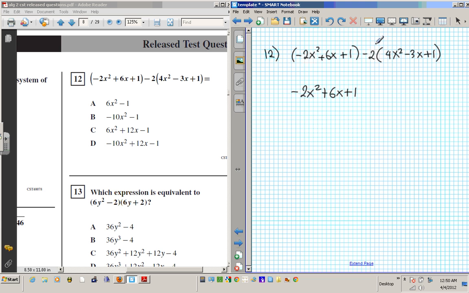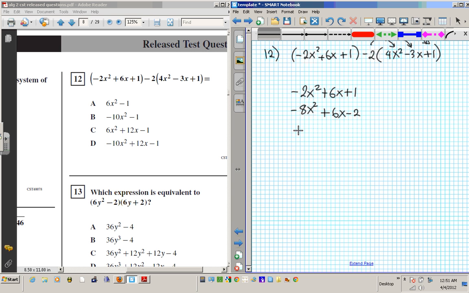Now I'm going to distribute negative 2 to all three terms here. So you're going to have negative 8x squared. Minus times the minus is plus. Be careful when multiplying signs. Minus times minus is plus, plus 6x. And then minus 2 times positive 1 is minus 2. And then we're just going to add it downwards. We have already distributed the minus, so we just combine like terms.